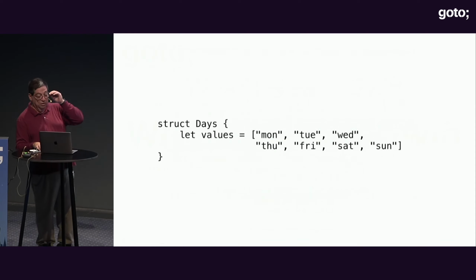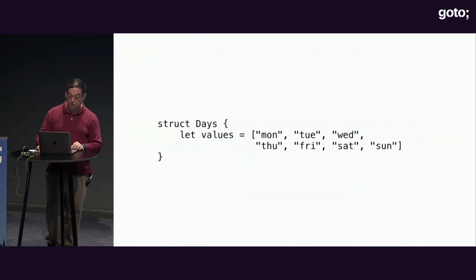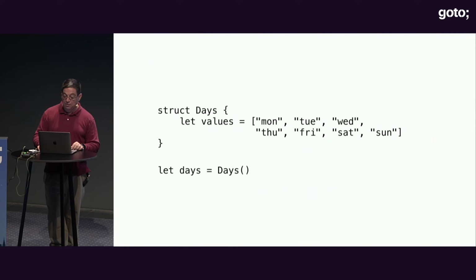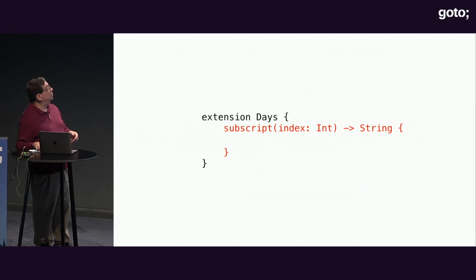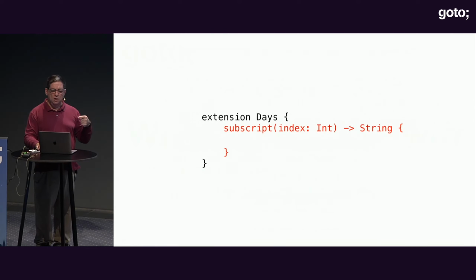And so here is a struct called Days. It contains an array with Monday, Tuesday, Wednesday, Thursday, Friday, Saturday, Sunday. And so I create an instance of Days. And now in my extension, I can look at a subscript. And I don't know that you're taking full advantage of subscripts, because as part of this work, they've added some stuff to subscripts that's kind of nice.